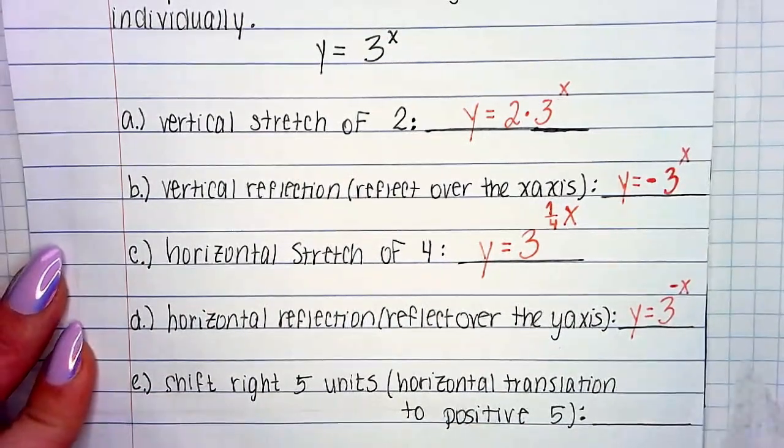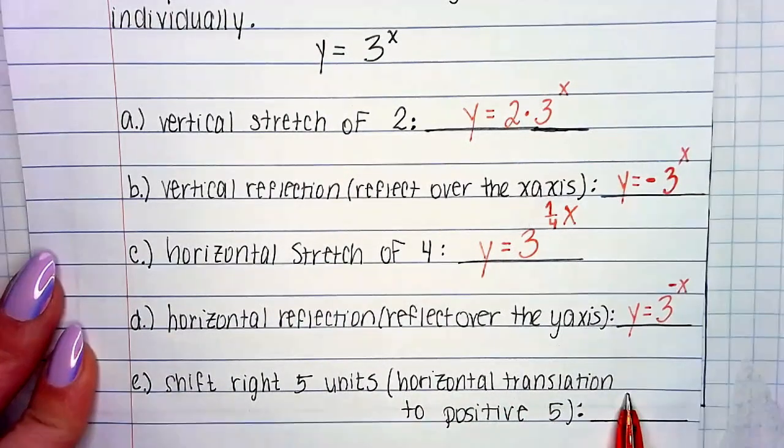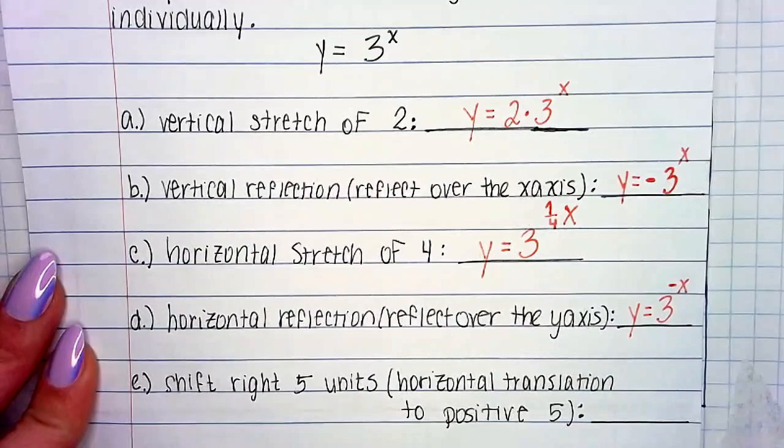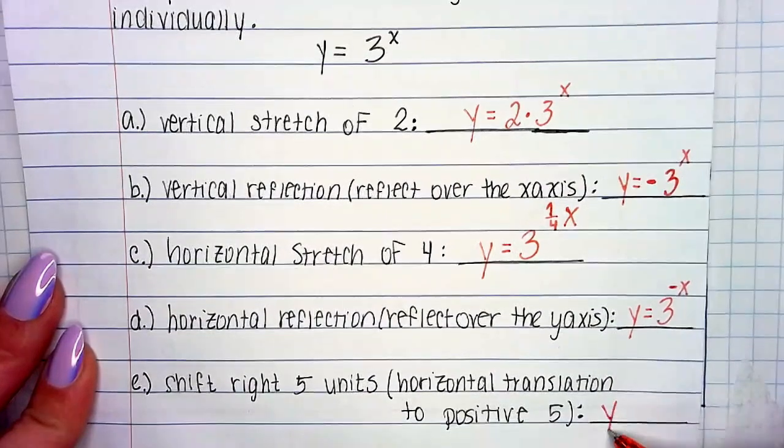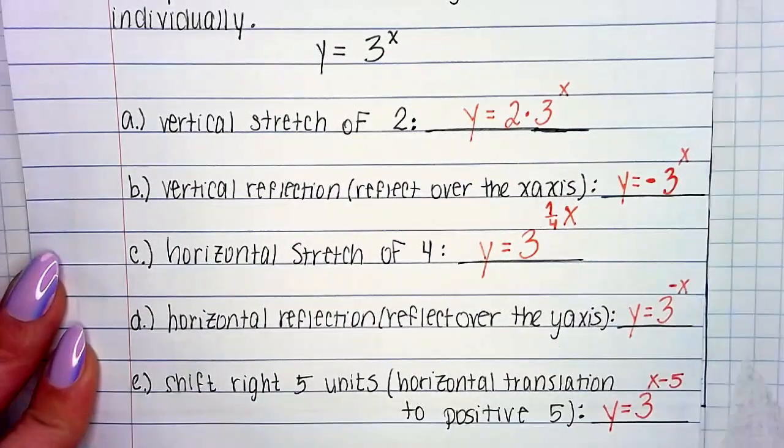How will our parent function look if we want to shift right 5 units, which is a horizontal translation to positive 5? y equals 3 to the x minus 5.